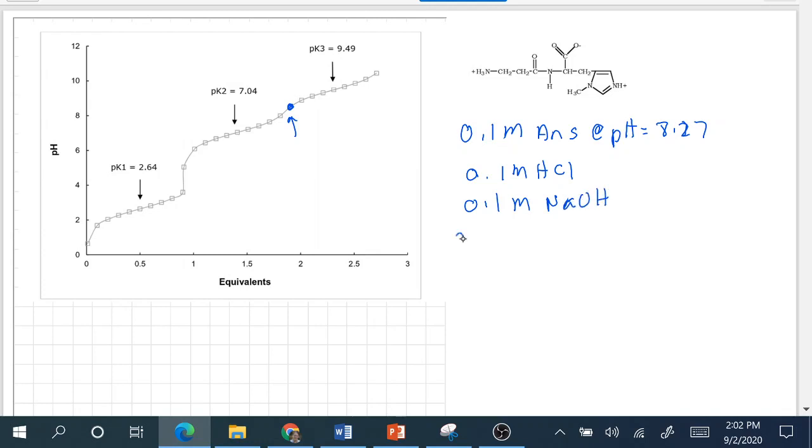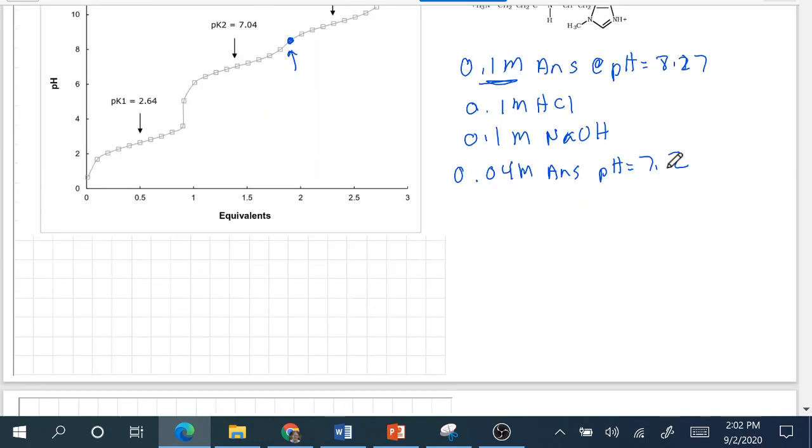Okay, we need to prepare a 0.04 molar anserine buffer solution at pH equal to 7.2. So we have a 0.1 molar stock solution of anserine at pH 8.27, and we want a 0.04 molar solution of anserine at pH 7.2. So we're going to need to use one of our acid or base solutions to adjust the pH. Since we're at pH 8.27, we're going to need to use an HCl solution to adjust that pH. So let's first calculate how much of our stock solution we're going to need to start with.